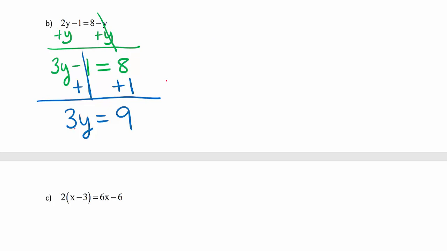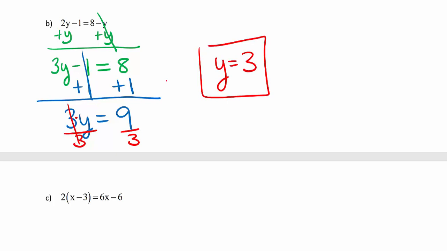So to finish, I want to get rid of that 3. It's 3 times y. So I'm going to divide both sides by 3. And I am left with 1y equals 3. 9 divided by 3 is 3.